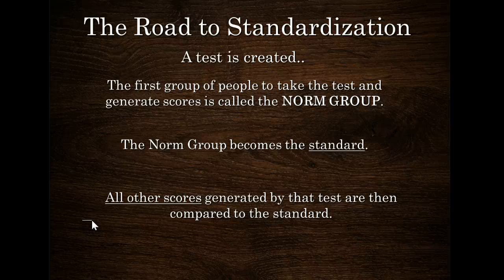Tests are normed often. Every time a test is revised or updated, they have to norm it again. They have to take it back out there and find another group that represents the census population and give that test again to get another batch of scores to compare other people's scores to.